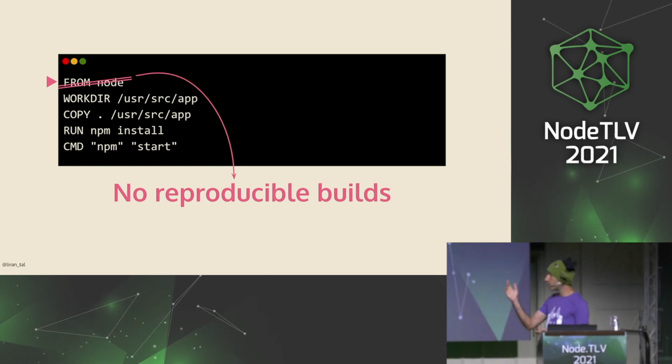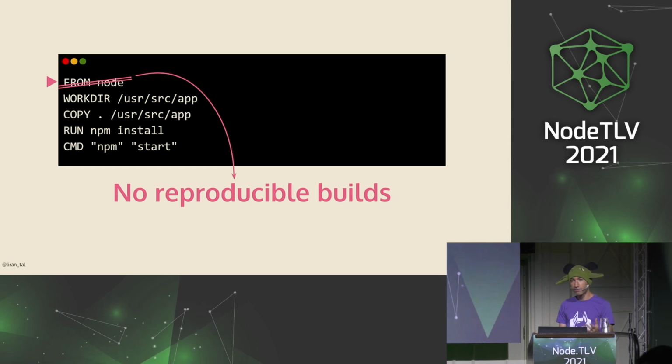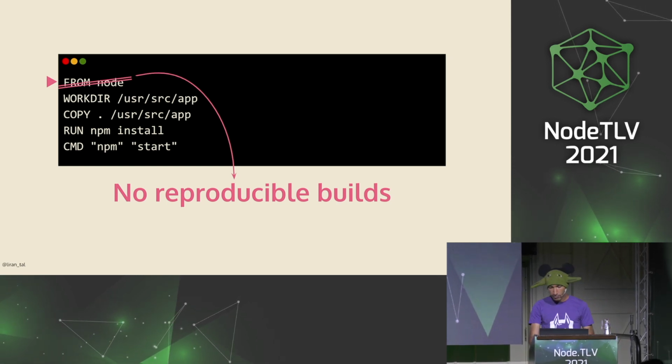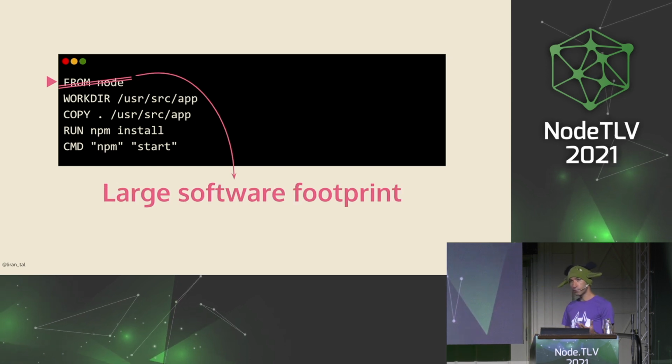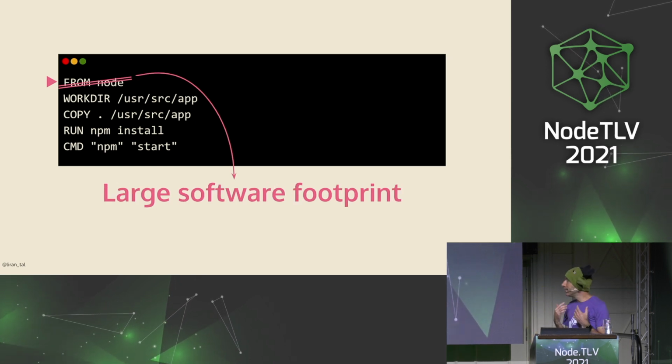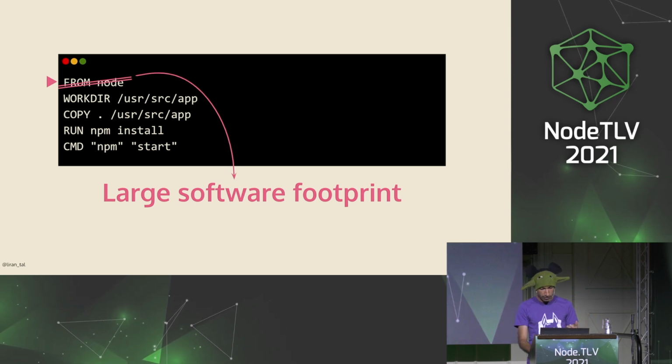First of all, when we're doing FROM node, do we know which packages we're pulling, which libraries we're pulling, which version of Node? Maybe not, so no reproducible builds. We'll see why later. Large software footprint. We're actually needing a lot of software to build this. There's an entire operating system that we're building into this.